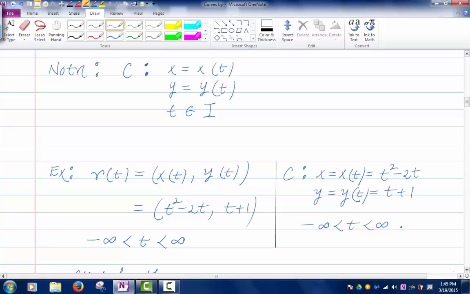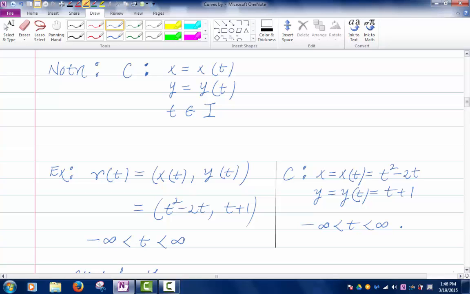In my example, I am describing a curve. On the left hand side, I am saying r of t is x of t, y of t, and I am specifying the x coordinate in terms of t. The x coordinate is given by t squared minus 2t. The y coordinate is given by t plus 1. For a given value of t, those are the coordinates. And the interval of values of t is the entire real line. So t is from negative infinity to positive infinity. T progresses over negative infinity to positive infinity.